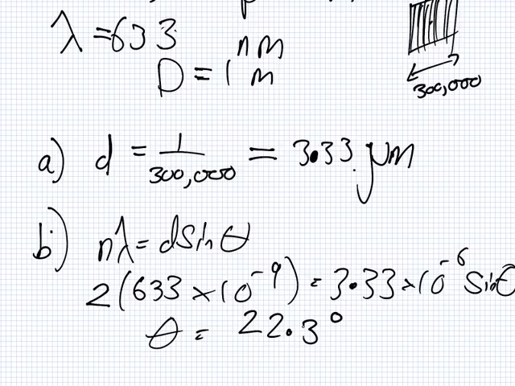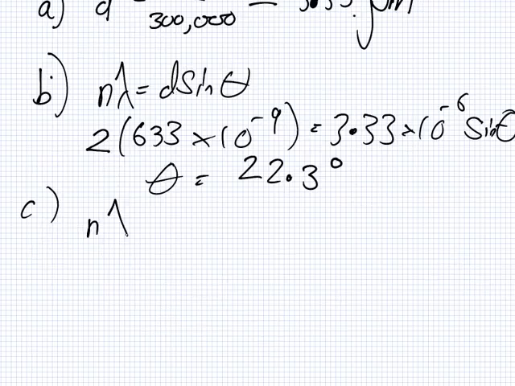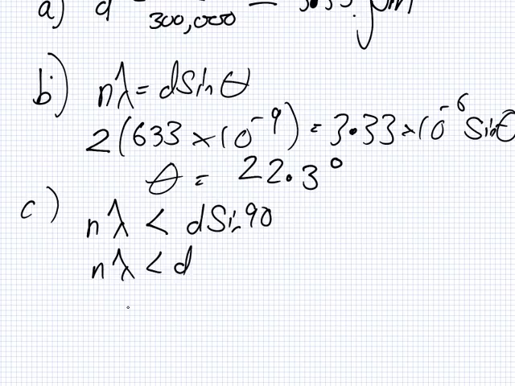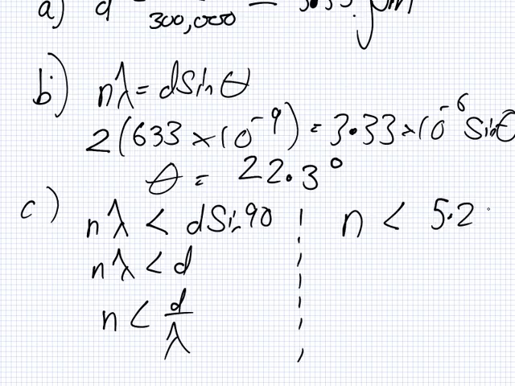C. Determine the highest order diffraction line that is observable for the light. So we remember n lambda must be less than d sine 90. So in other words, n lambda must be less than d. In other words, n must be less than d over lambda. d is 3.33 times 10 to the minus 6, and lambda is 633 nanometers. So you get n must be less than 5.26. So the maximum it can be is 5 orders.